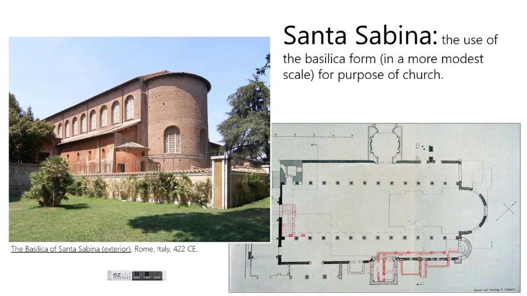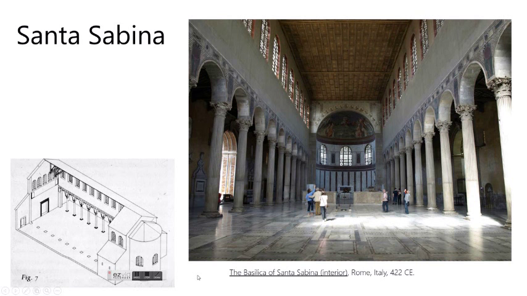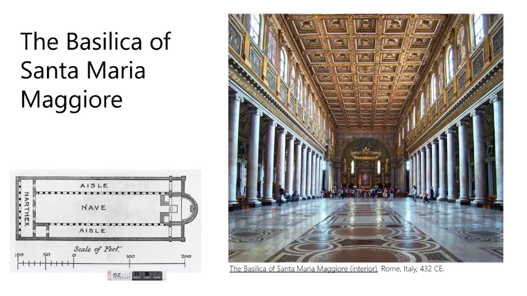Here we see Santa Sabina, which is a pretty old early Christian church from still the end of the Roman Empire, and we can really see how they're using this form, but in a much more modest, humble kind of way. And if we look at another one, that's Santa Sabina as well, which is gorgeous on the inside. On the outside, like I said, it looks kind of humble, but on the inside it's a beautiful building, and you can see how in some ways it feels quite Roman, but also very Christian.